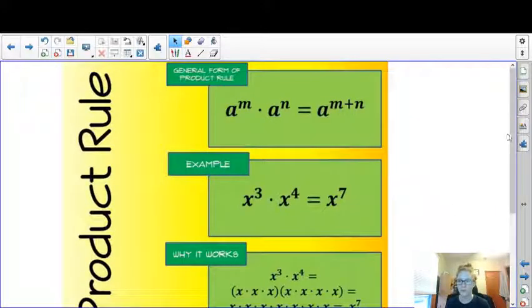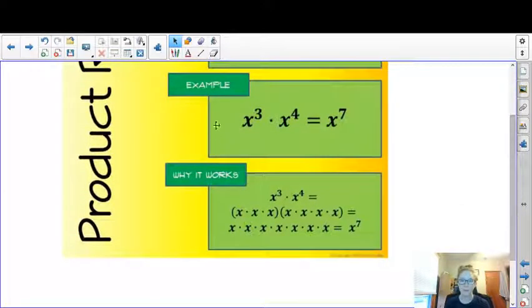Our first rule today is our product rule. So if we have something that has the same base letter or value, and they both have exponents, we simply combine them by putting the exponents together. So x cubed and x to the fourth is x to the seventh. We put them together with addition.